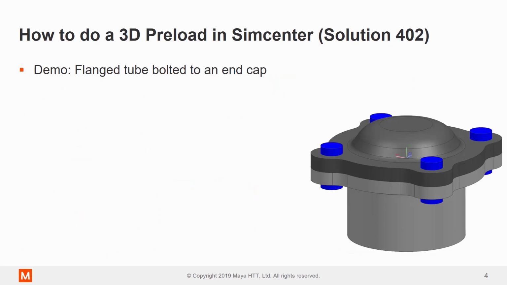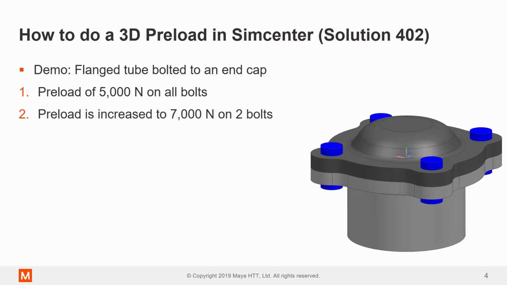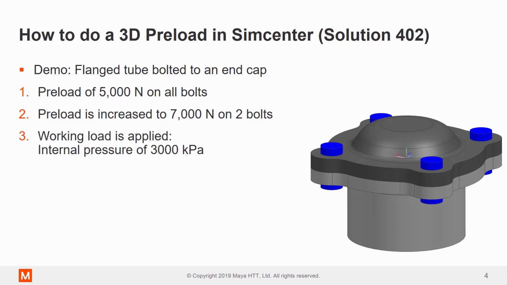Our demonstration file is a flange tube bolted to an end cap. In the first subcase, I will apply an equal preload on all the bolts. Then I will increase the preload on two bolts. And finally, I will apply an internal pressure in the tube and the cap.